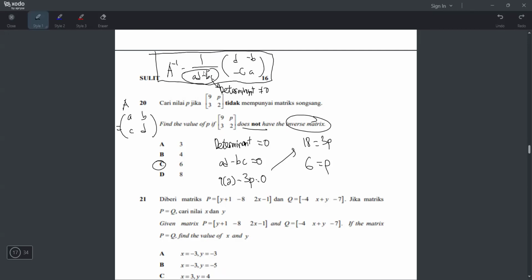Because you cannot divide by zero. If you press 1 divided by 0 on the calculator, it gives a math error. That is why the determinant cannot equal 0. If the determinant equals 0, it means the inverse does not exist. It means you can't find the inverse already.